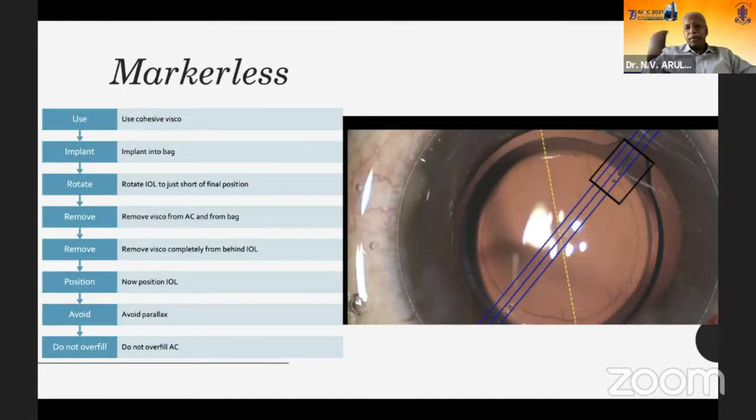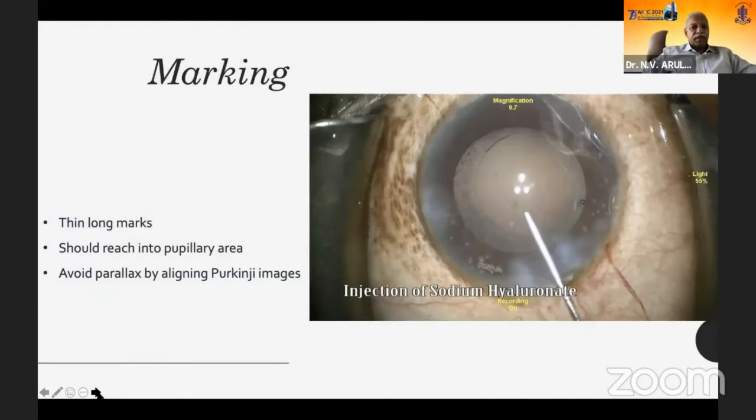When you're doing an image-guided surgery, it is automatic. But when you're doing a non-image guided surgery, please keep in mind that the Purkinje images should be in focus and they should all coincide when you align your toric lens along the mark. So just coming back in, this is something that you will do when you're doing a non-markerless surgery.